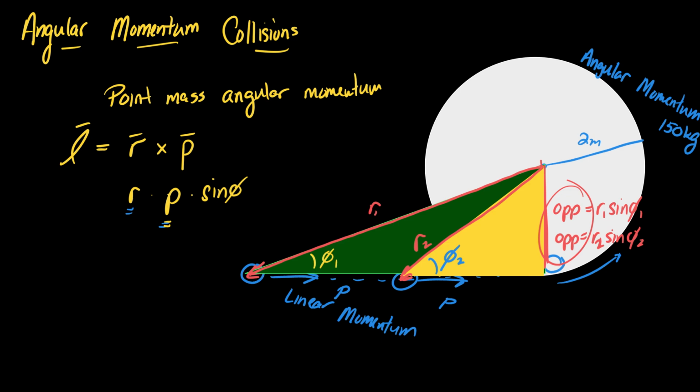So it's a constant. In fact, it is sometimes written that this is R perpendicular times P. R perpendicular would be this opposite side, the point of closest approach, right here. Right, that's R perpendicular. That's when they are closest to the axis of rotation.